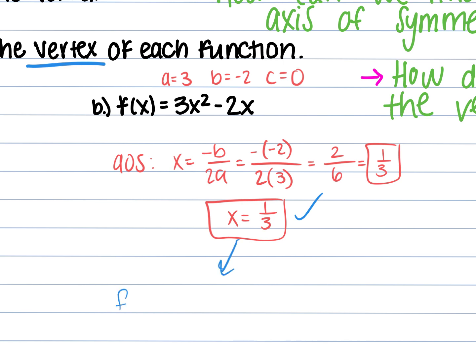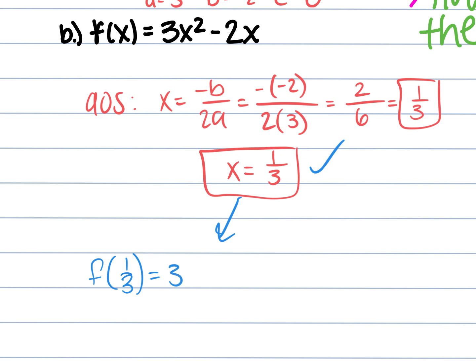So it's going to be f of 1/3 equals 3 times 1/3 squared minus 2 times 1/3.